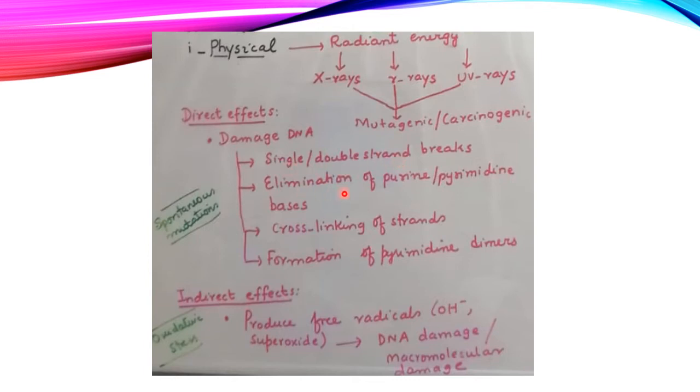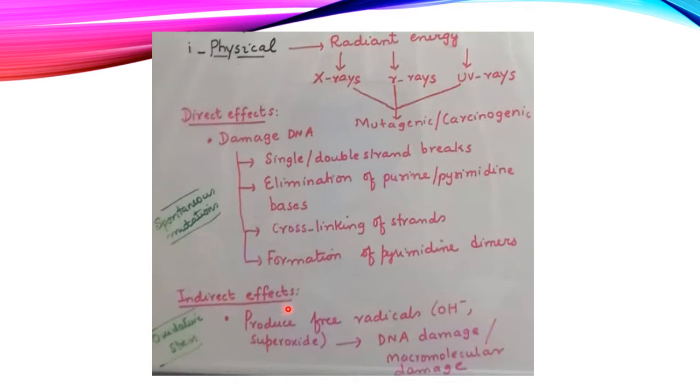These rays may result in elimination of nucleotide bases. They may impair the process of cross-linkage of DNA strands, and they may also result in the formation of pyrimidine dimers. Pyrimidine dimers can destabilize DNA and ultimately may cause cancer. All of these are basically the result of spontaneous mutations, those mutations that are abrupt, which can take place in no time.